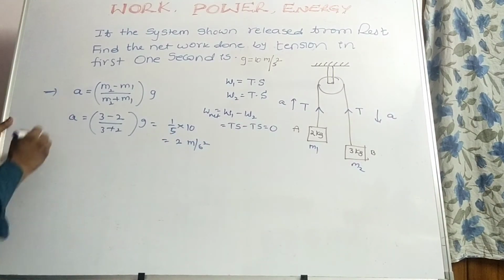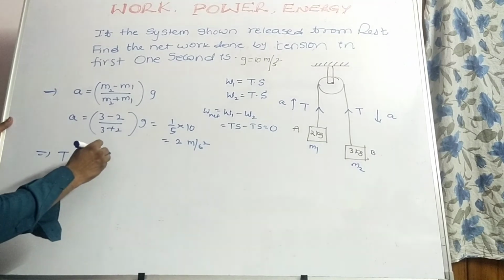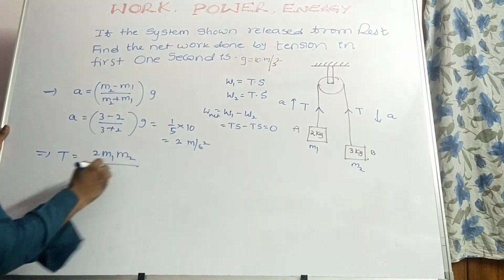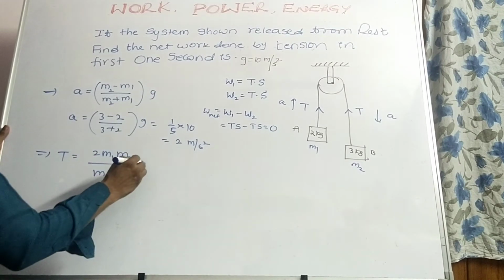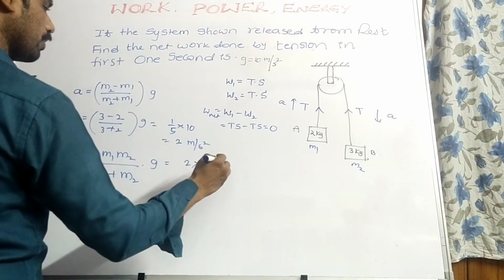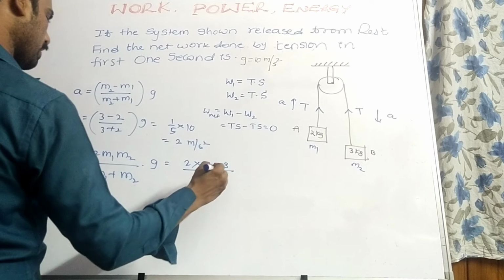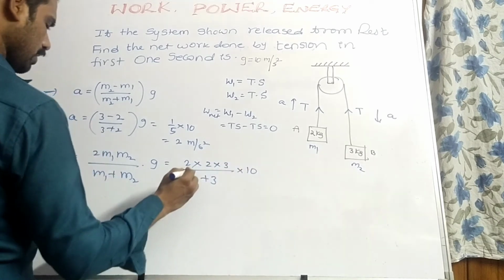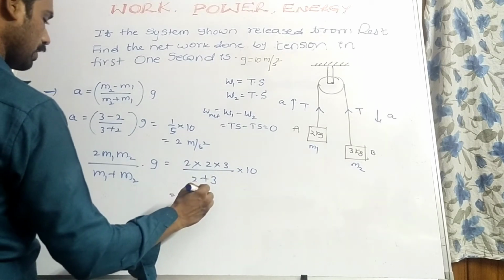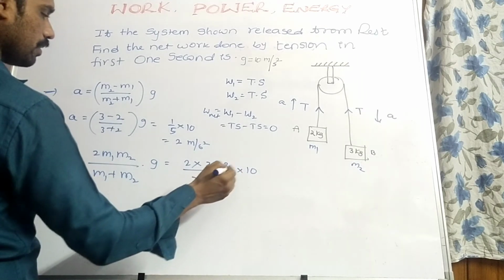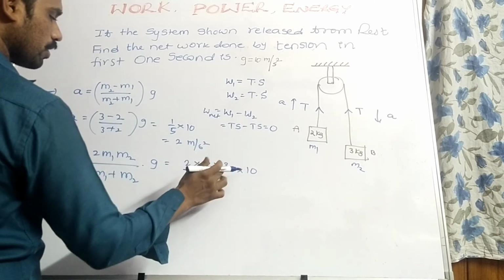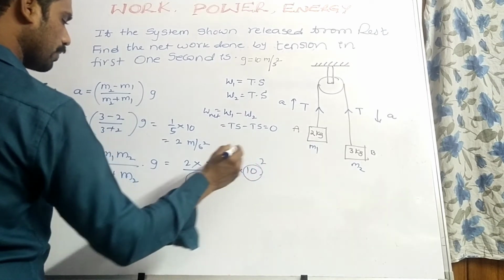As well as tension T, as it looks like an Atwood machine, the tension expression is T = 2 m1 m2/(m1 + m2) × g. That is equal to 2 × 3 × 2/(2 + 3) × 10. That is 2 twos 4, 4 threes 12, 12 by 5 ones, 5 twos, that gives 24 Newton.